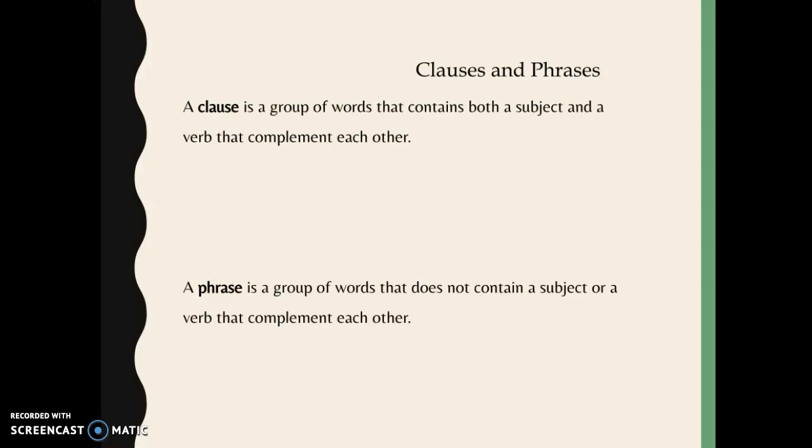Clauses and phrases. A clause is a group of words that contains both a subject and a verb that complement each other. A phrase is a group of words that does not contain a subject or a verb that complement each other.